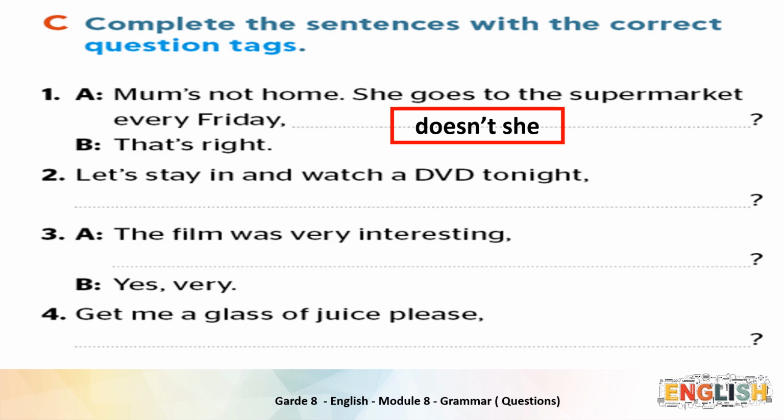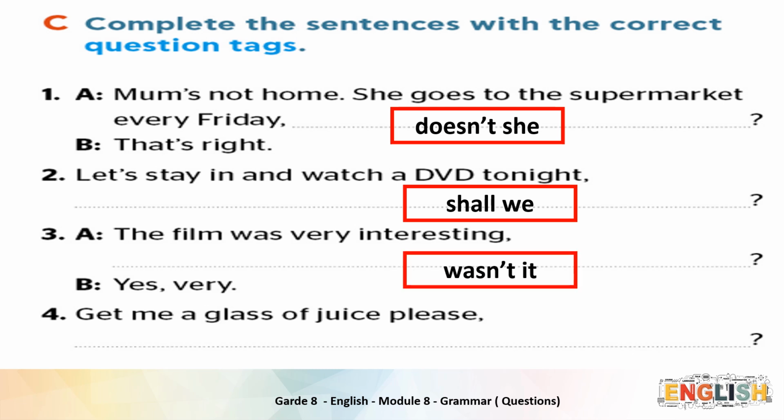2. Let's stay in and watch a DVD tonight. Let's. Brilliant, it is. Shall we? 3. A. The film was very interesting. B. Yes, very. Was. Simple past, right? Good for you, wasn't it?